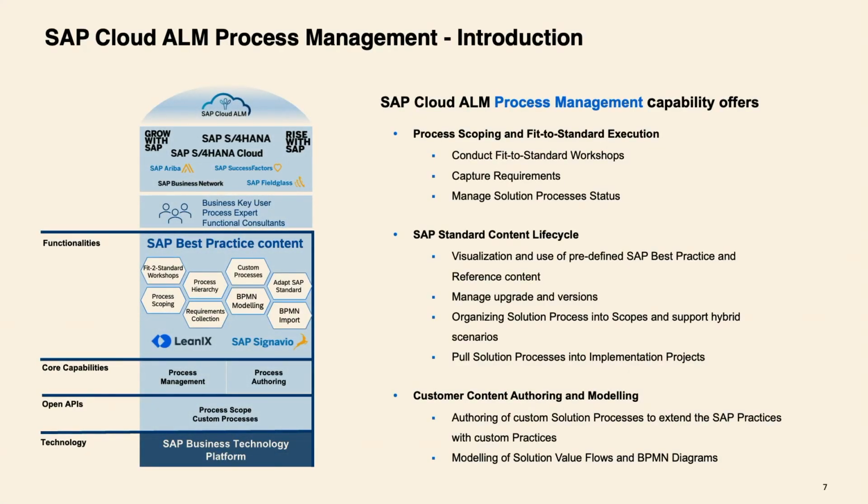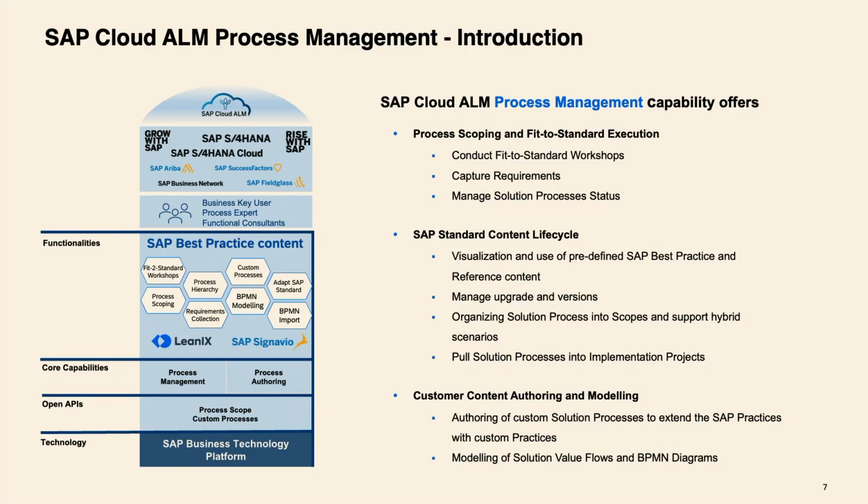Process management and its core capabilities in SAP Cloud ALM: the process management itself, then the process offering. We offer process hierarchies and also the documentation, the documents connected to the processes. We have open APIs for process scope and for custom processes, and we have a lot of standard implementation content from SAP, the so-called best practices.